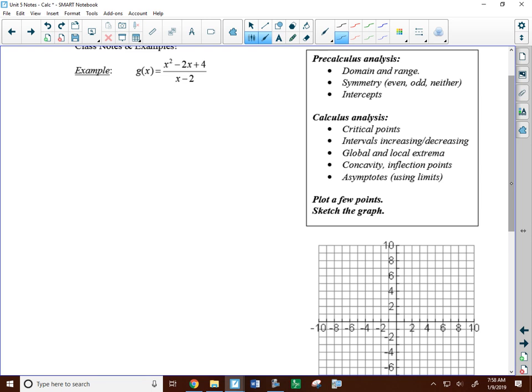So flip it over, you'll notice it's a rational expression. Let's just start in with the pre-calc stuff on this one. So, domain. All of the x values that work. So it's going to be all real numbers except what?